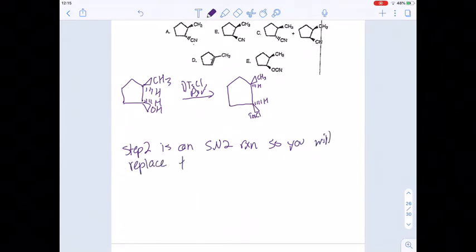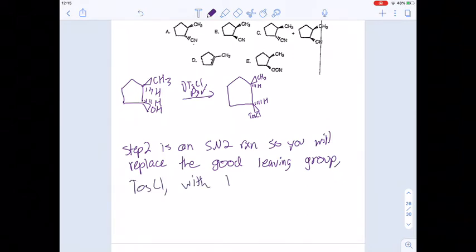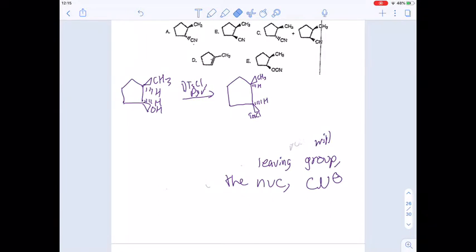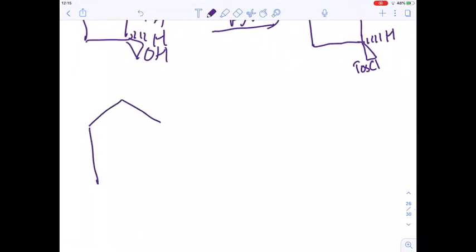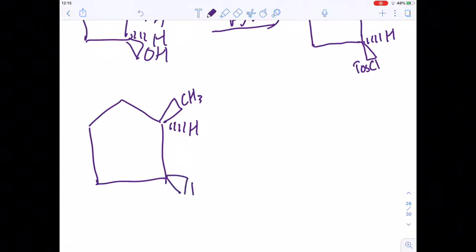So step 2, let me write it like this, is an SN2 reaction. So you will replace the good leaving group, in this case tosyl chloride, with the nucleophile, which in this case is going to be CN. Okay, so I'll erase. And then let's go ahead and fill in step 2.